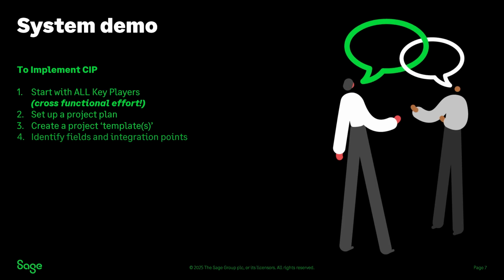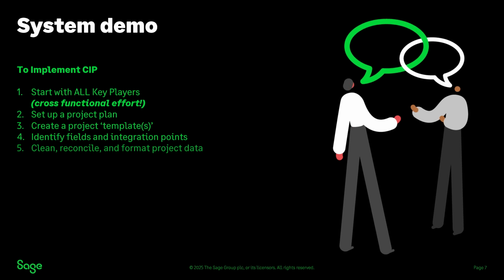So before I go into a system demo, I want to talk about how to implement CIP. So regardless of what you're doing, again, I would love it if you were off a spreadsheet, but even if you're on the call today and you're already using Sage Fixed Assets and you're wanting to know how to improve the implementation process going forward, these are the steps that I've had great success with, either myself as a user or with other customers over the last 20 plus years. So these are my steps.